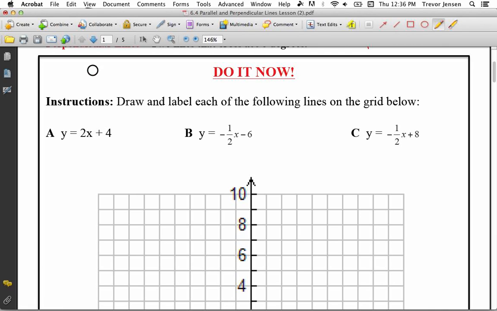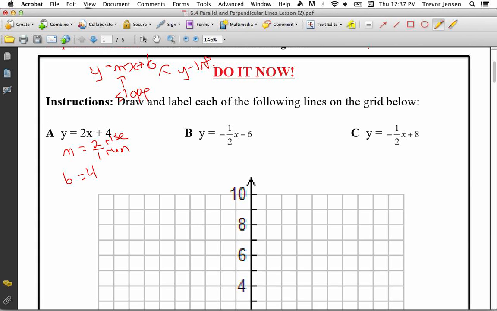So remember the equation of a line is y equals mx plus b, where m is your slope and b is your y-intercept. Okay, so if I have the equation y equals 2x plus 4, my slope is 2. I'm going to write that as 2 over 1 so that we can clearly see our rise and our run. And our y-intercept, our b value, is 4.